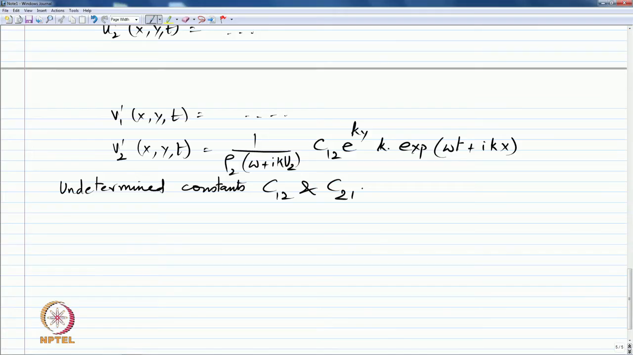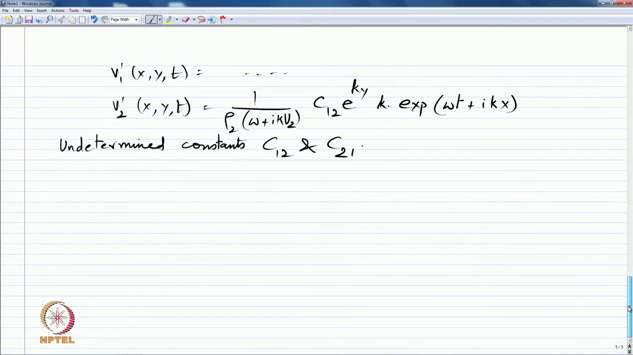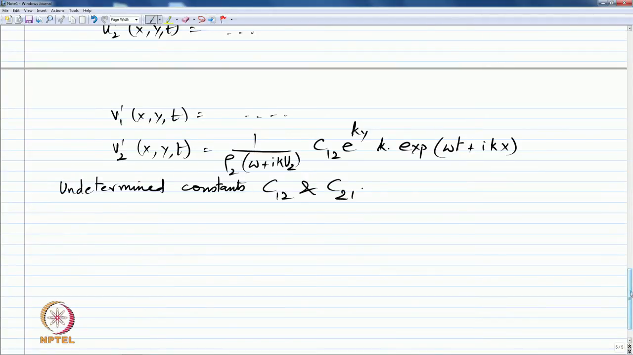That is our goal. We do not want C12 and C21 to become 0, because if they become 0, then we are left with the trivial case that the base flow alone persists. We want to introduce a perturbation and study whether the perturbation will grow or decay. For that purpose, we do need C12 and C21 to remain non-zero. Okay. So, let us now write down our kinematic boundary condition.